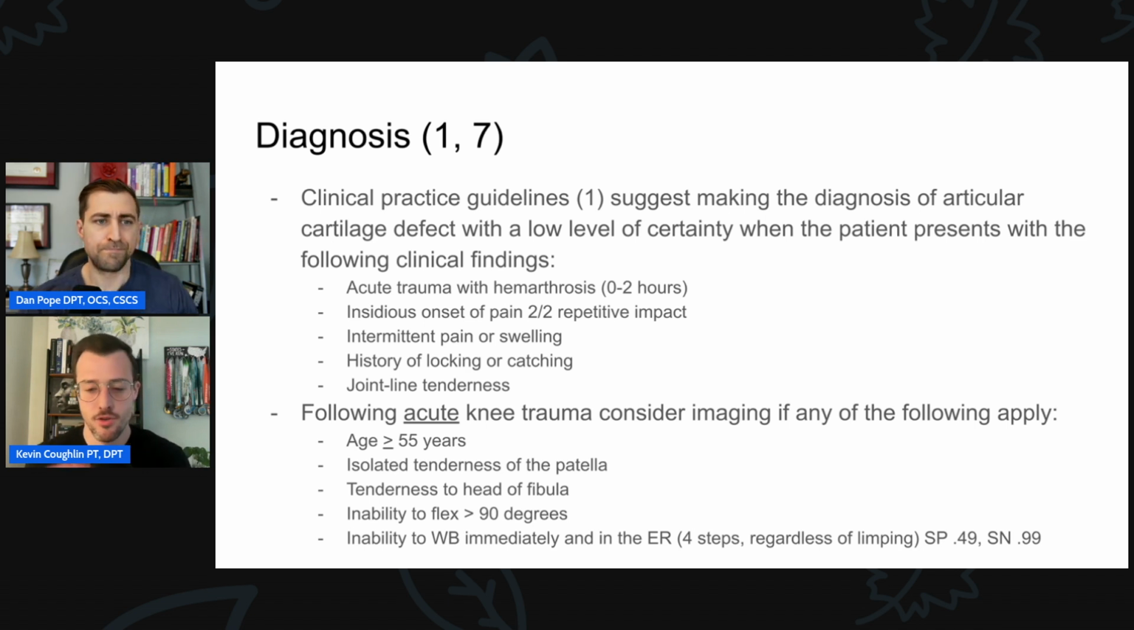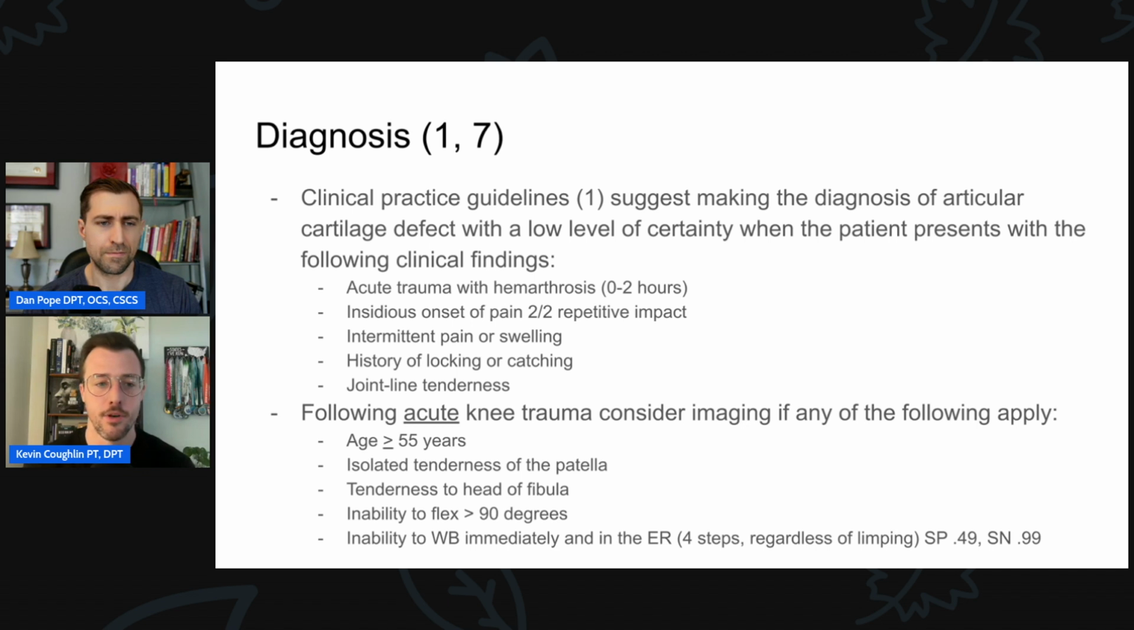But I think the general theme of, is this someone you can treat conservatively that's responding well to conservative treatment? Then try it. If it's someone who you're really making no headway, the knee's super painful and swollen, and you're just not getting anywhere, refer for imaging.